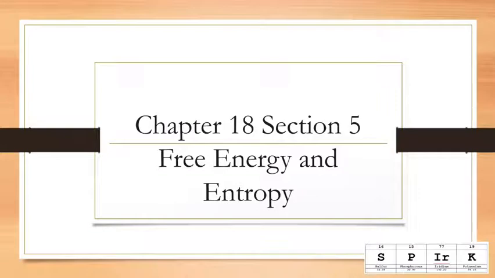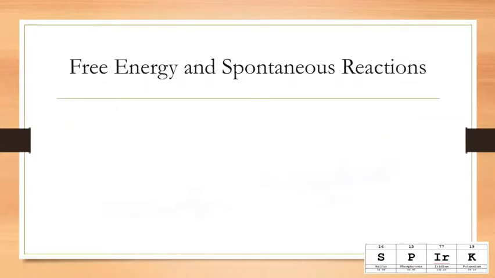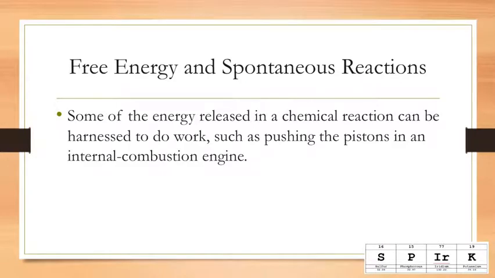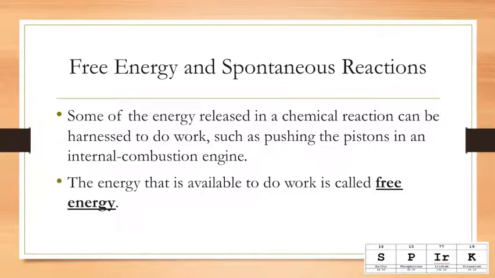This is Mr. Spurk, and this is your Chapter 18, Section 5 notes on free energy and entropy. Some of the energy released in a chemical reaction can be harnessed to do work, such as pushing the pistons in an internal combustion engine. An internal combustion engine is a simple engine, such as the engine in your vehicle. The energy that is available to do work is called free energy.